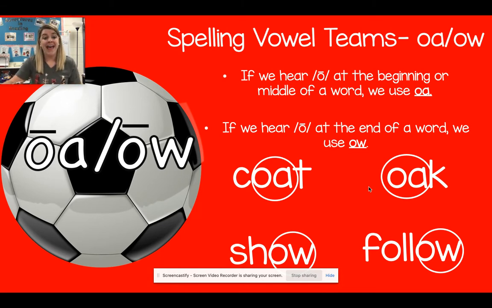So O-A goes at the beginning or the middle. O-W goes at the end. If you want to think about it like the alphabet, A comes at the beginning of the alphabet. So we're going to use O-A at the beginning. W comes at the end of the alphabet. So we're going to use O-W at the end of words, okay? Anything that you can use to help you remember that is going to be helpful, okay?